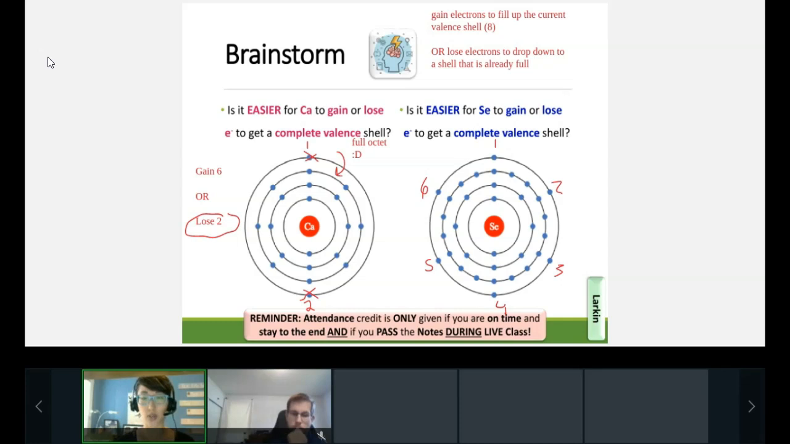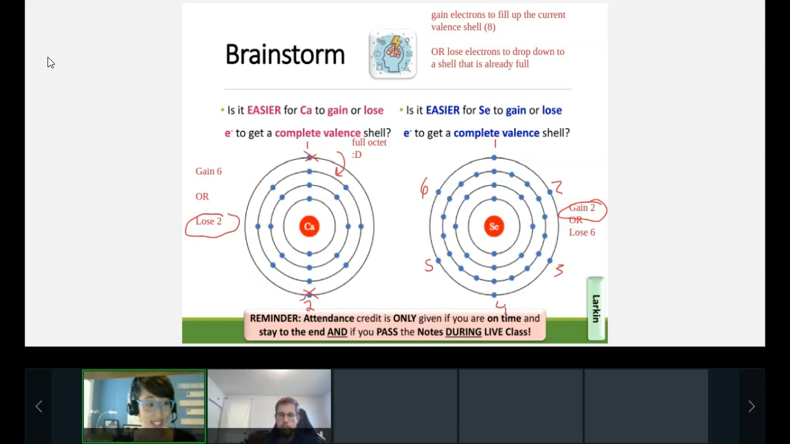So gain 2 more or lose 6. Go ahead and tell me in the chat this time, just by numbers, which one's going to be easier: for it to gain 2 more to fill up that octet and get to 8, or to lose 6 of them and drop down to a shell that's already full. Yeah, it's going to be easier just to gain 2. Just by pure numbers, it's easier just to gain 2. And so this type of atom will want to gain 2 electrons in order to become more stable.